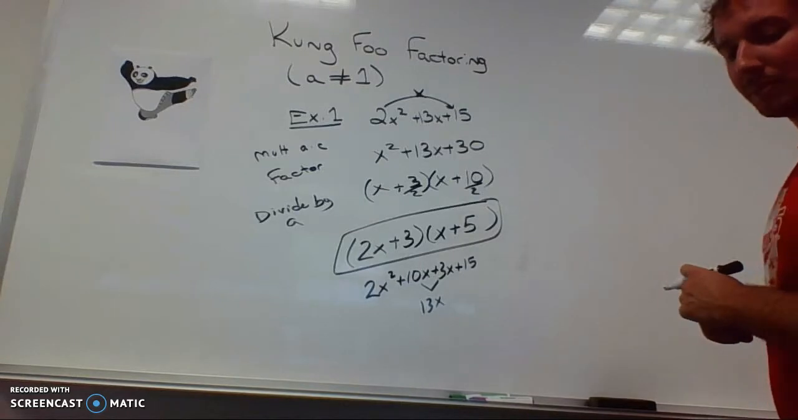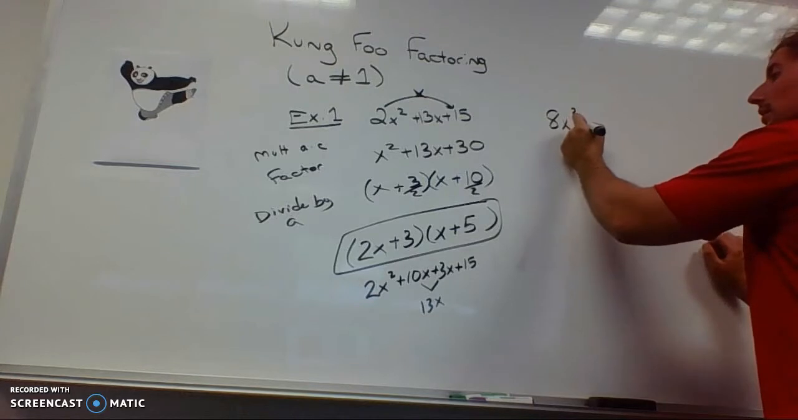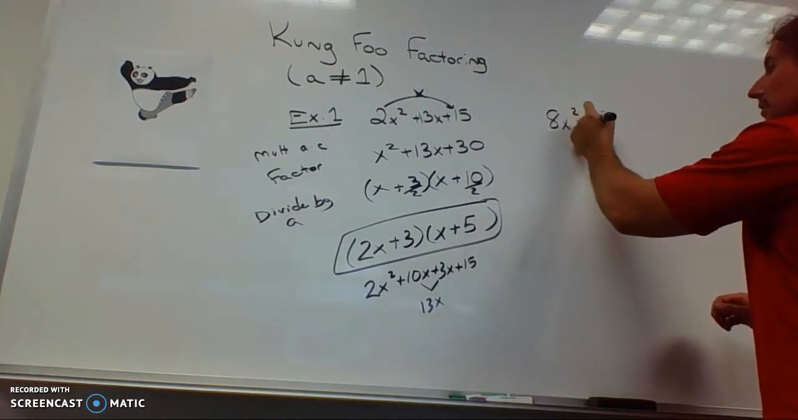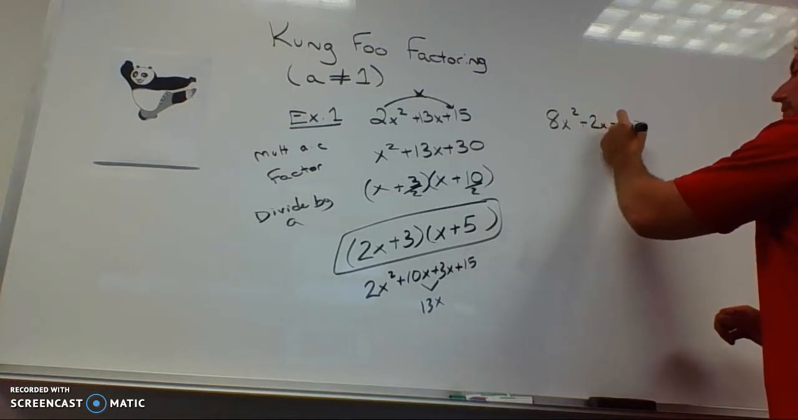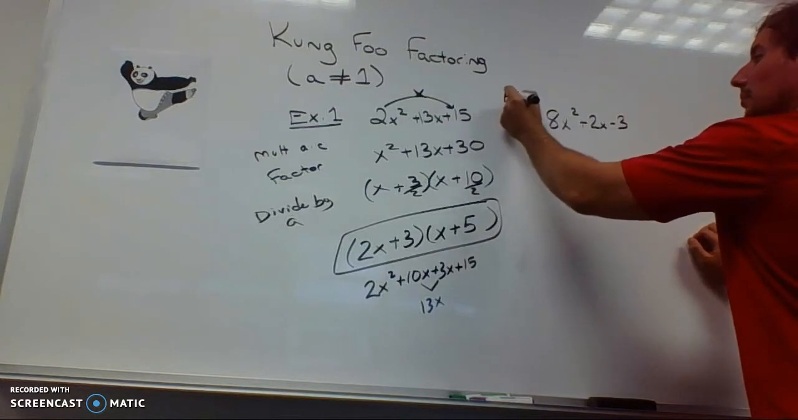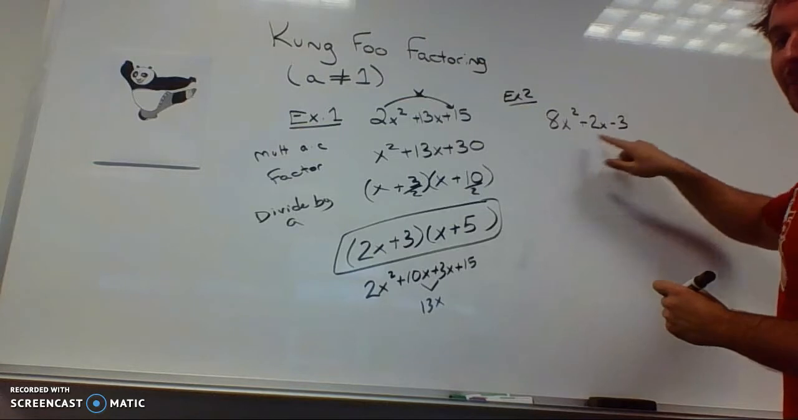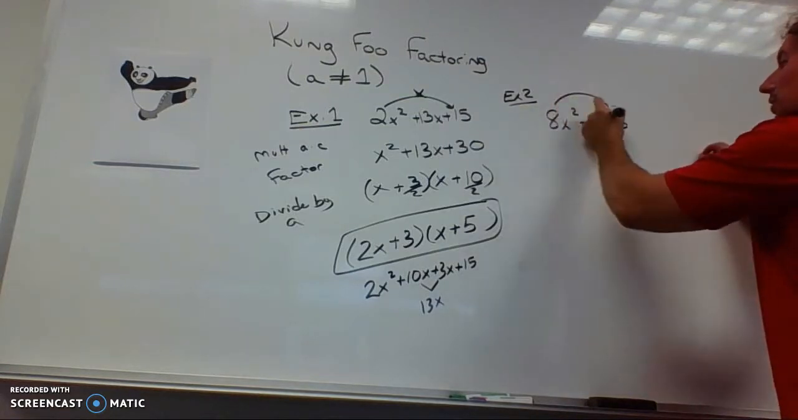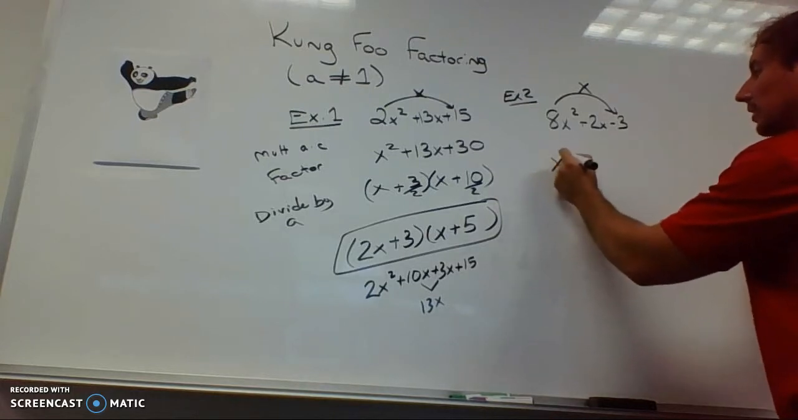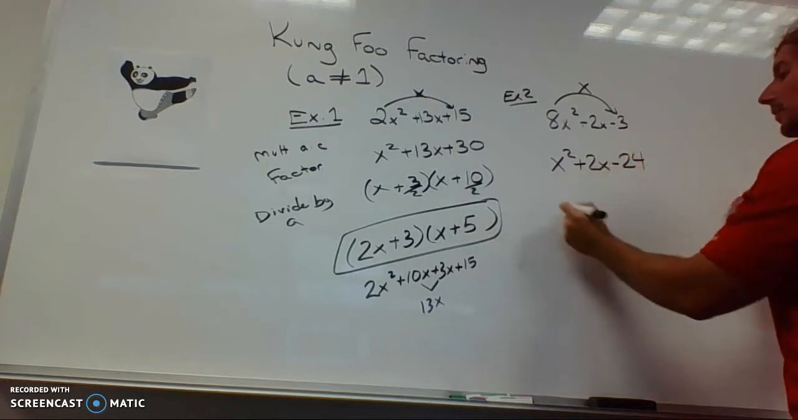Alright, one more example. If we would have something like 8x squared plus 2x minus 3. So this will be example 2. So we're going to do the same steps. I'm going to take my 8 and I'm going to multiply that by 3. So I get x squared plus 2x minus 24.